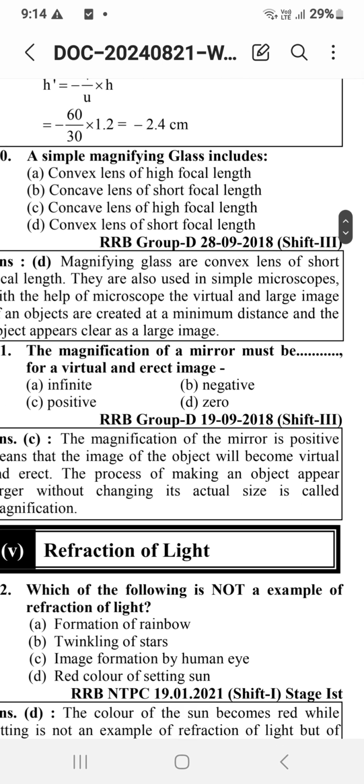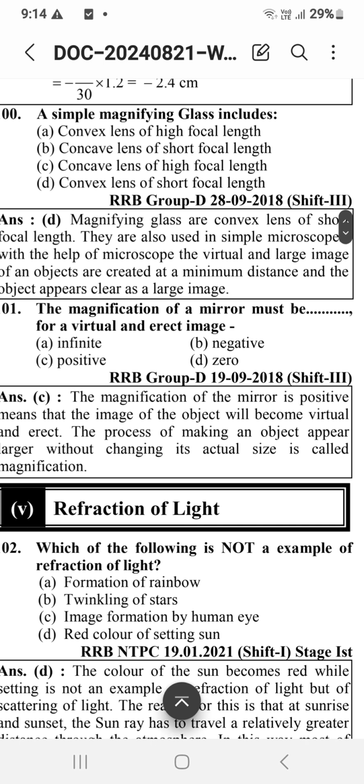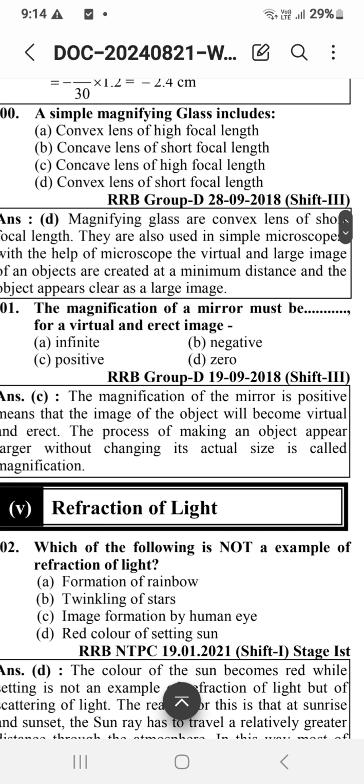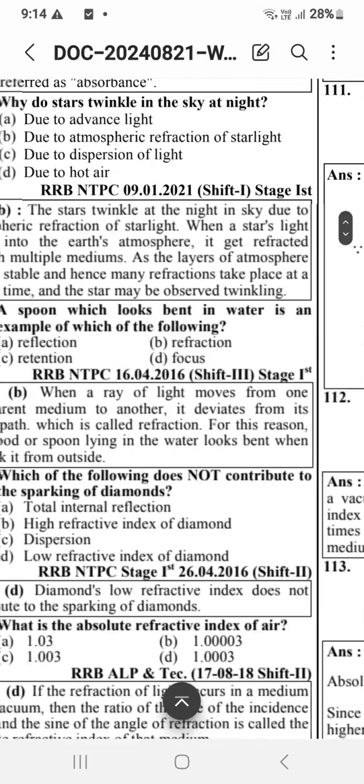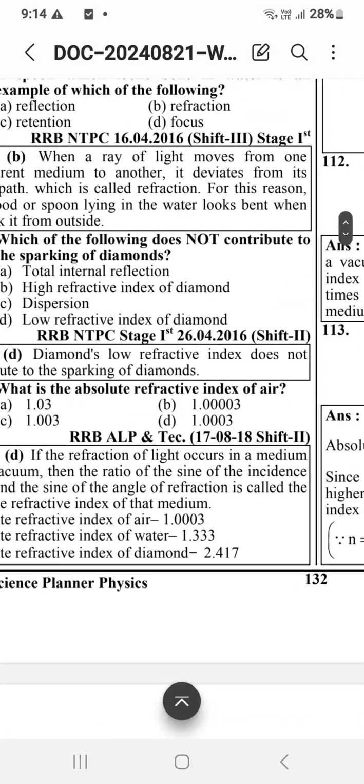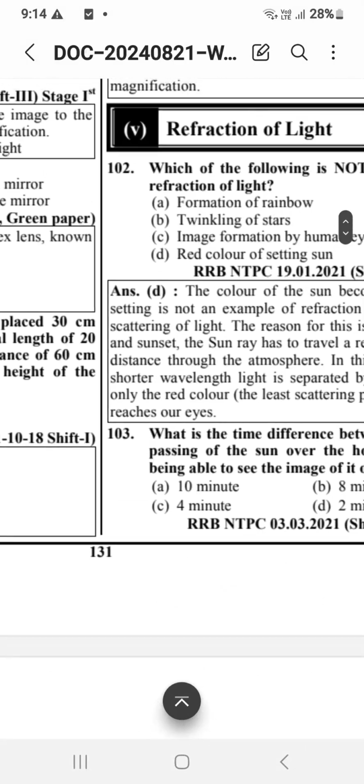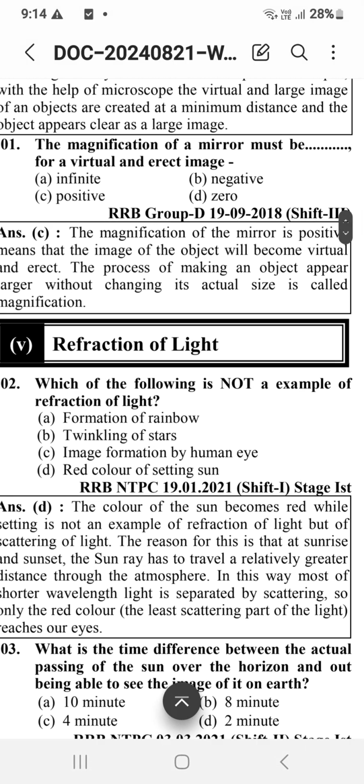Reflection of light. So this topic we will consider later. Reflection of the light.